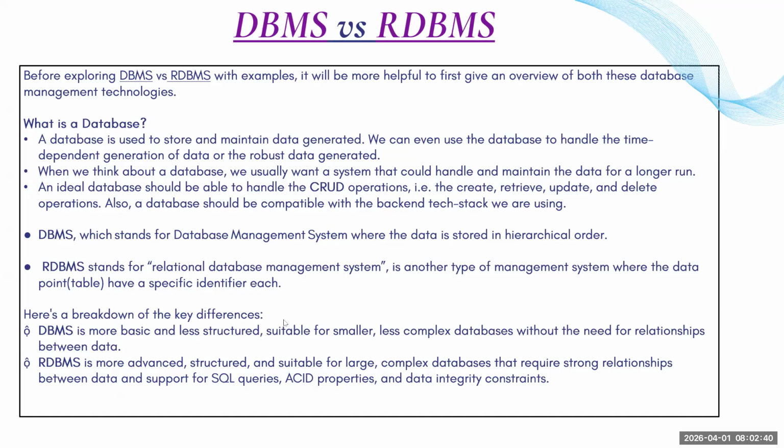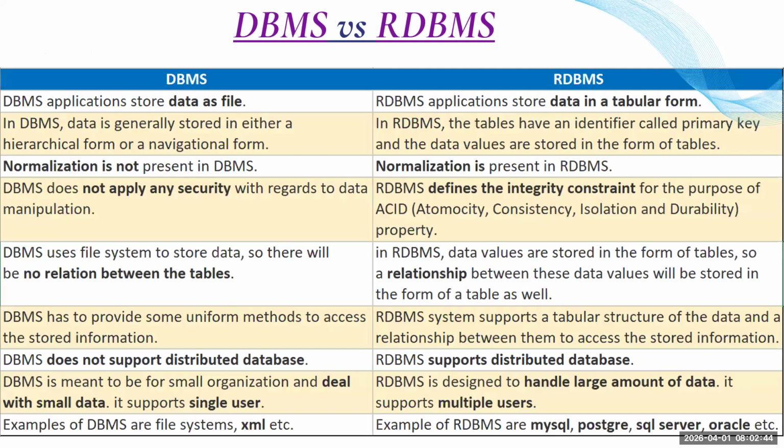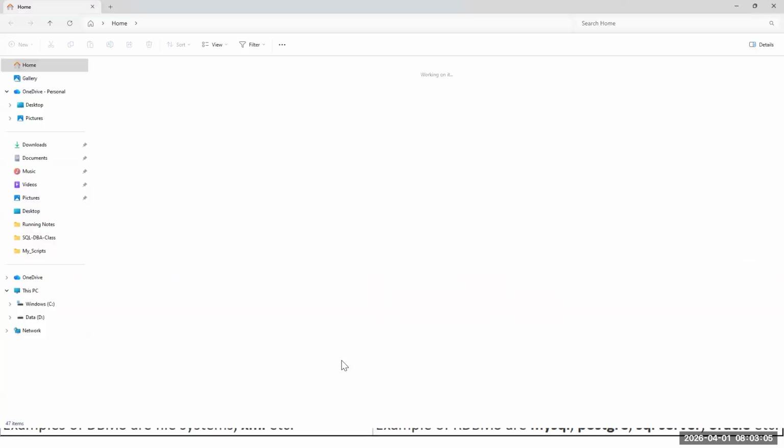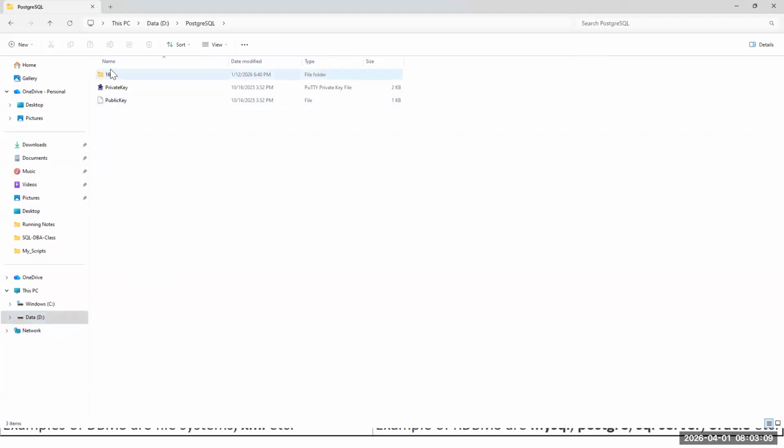Okay, so RDBMS, to get a better idea, it is simple to understand. See, DBMS and RDBMS. A DBMS application stores data as a file. Where your data is stored as a file, the file will be created in the DBMS. For example, I can show you, it is easy to understand.